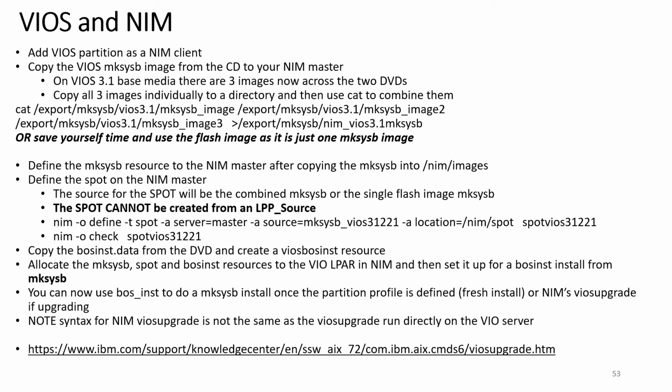The most important thing is that you're going to build a SPOT from that mksysb. You never build a SPOT for a VIO server from an LPP source. In fact, there is no LPP source for a VIO server. You'll have a SPOT, you'll have a mksysb image, and there's typically a separate bosinst data. And then you can basically use those images to do a mksysb install of your VIO server, or you can use them for the NIM version of viosupgrade.